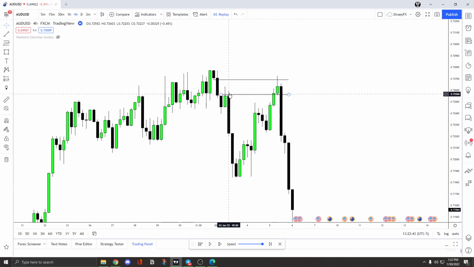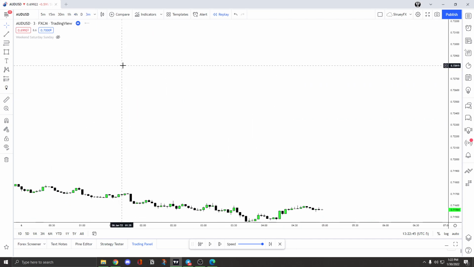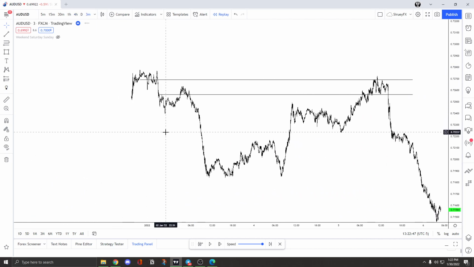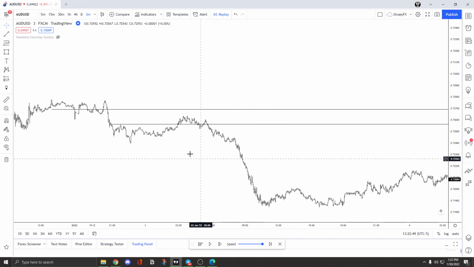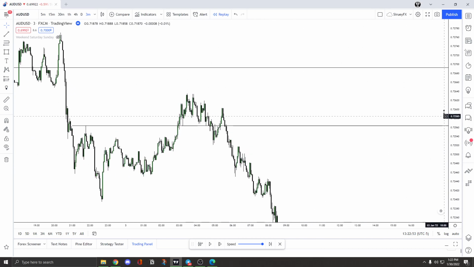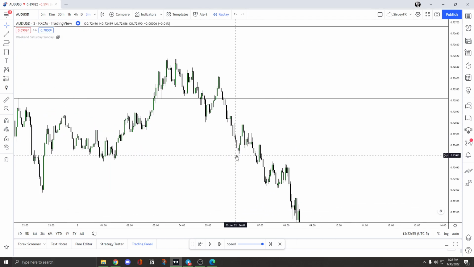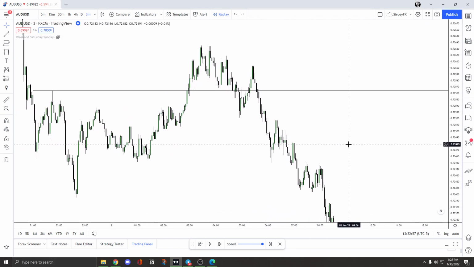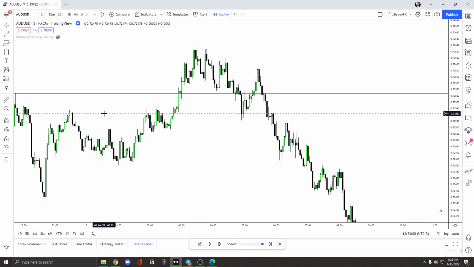So let's hop down to a smaller time frame, and let's see if a market maker model forms out of this area. And once again, they're not always going to look pretty. They're not always going to look extremely clear.